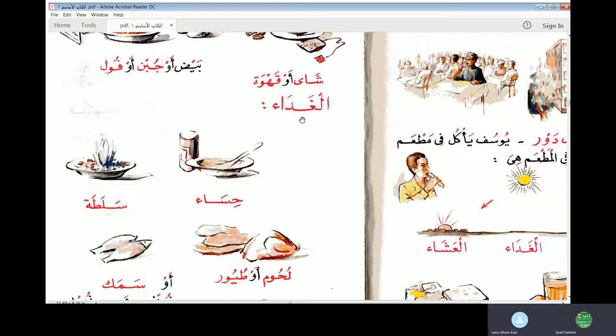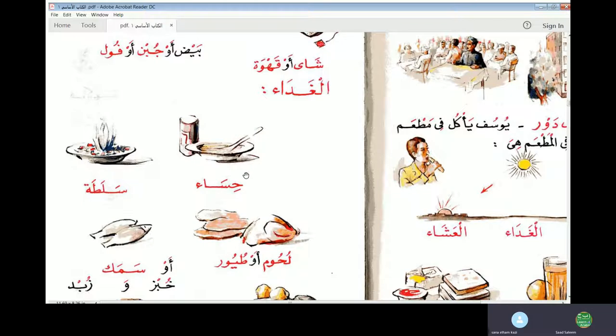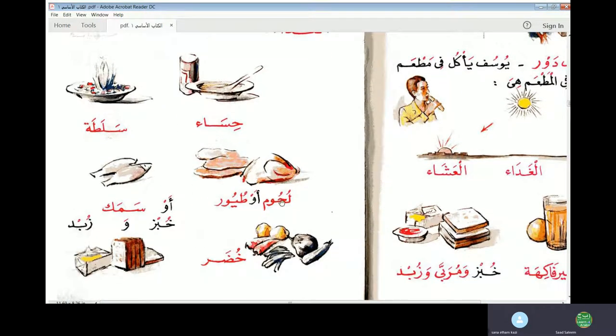Al-Ghada, lunch. Hisa'un is soup, salatatun is salad, and then luhumun is meats, aw tuyurun, or chicken. Tuyur is just bird meat. Chicken meat or bird meat. Luhum is other meat, like beef. Next, aw samakun, or fish. Next is khuzarun, vegetables.